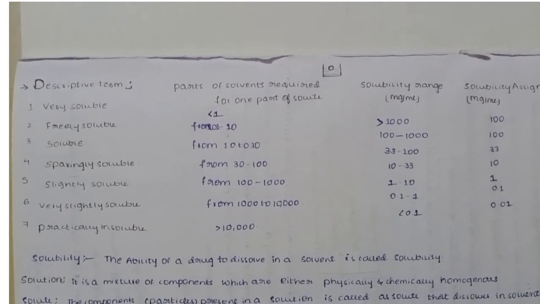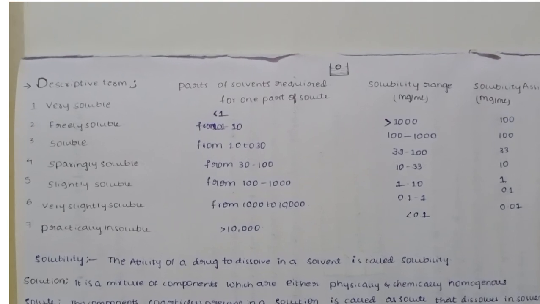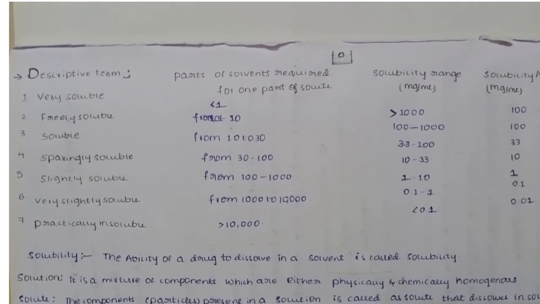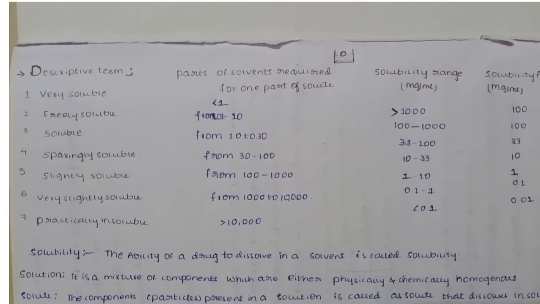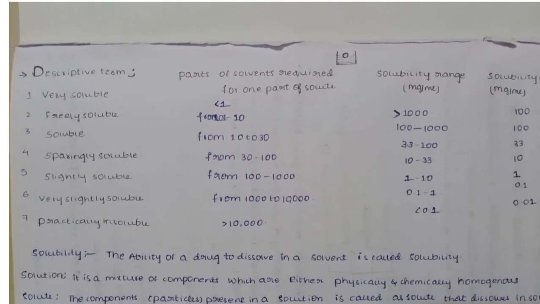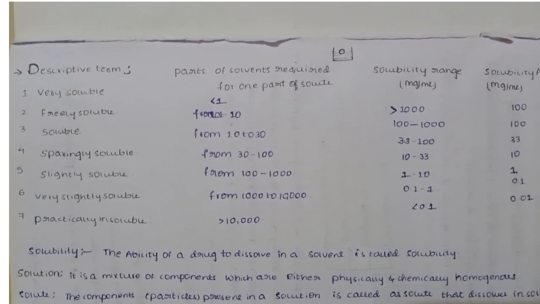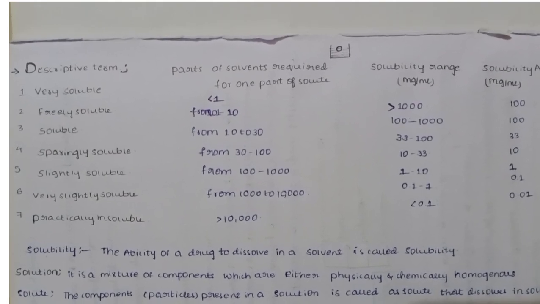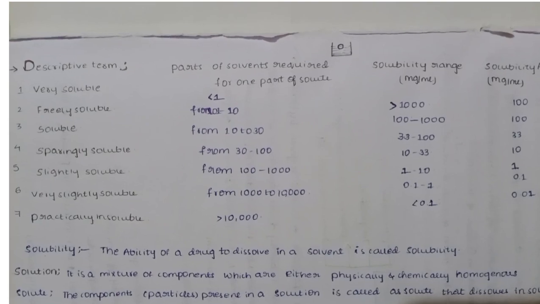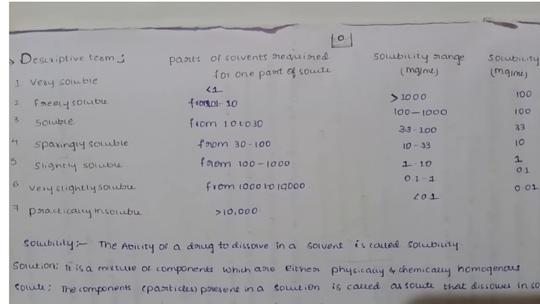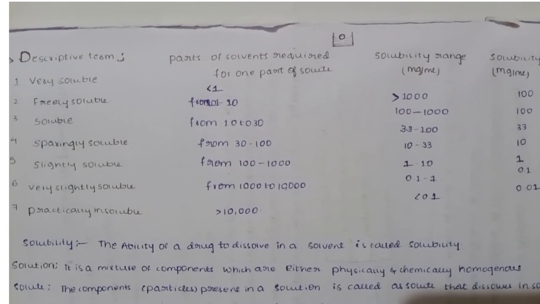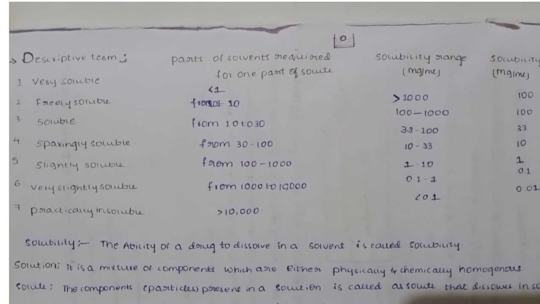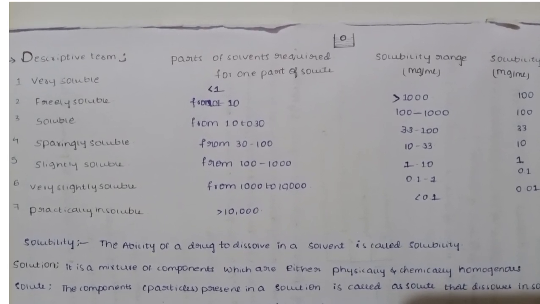And I have already told you that one of the most important tables about solubility is this. The descriptive terms tell how much solute is going to dissolve in a solvent, and this is generally measured in terms of these seven descriptive terms: very soluble, freely soluble, soluble, sparingly soluble, slightly soluble, very slightly soluble, and practically insoluble. So I'll just make a note on that. Before going into this, how do we say whether it is freely soluble or very soluble? The range in which the solute dissolves in the solvent is identified in terms of these numbers. By this we identify which descriptive terms exactly match.